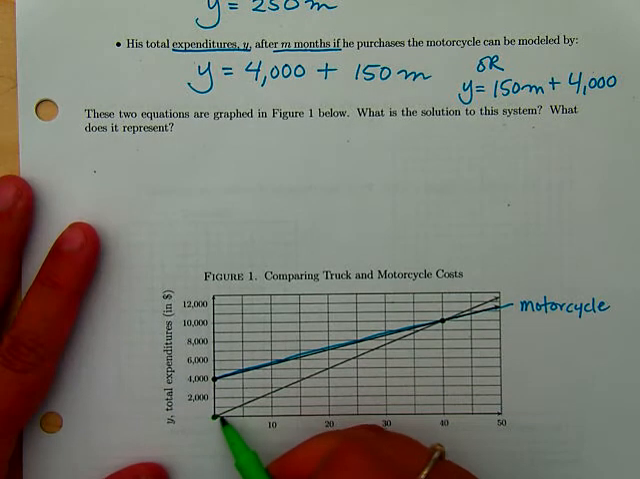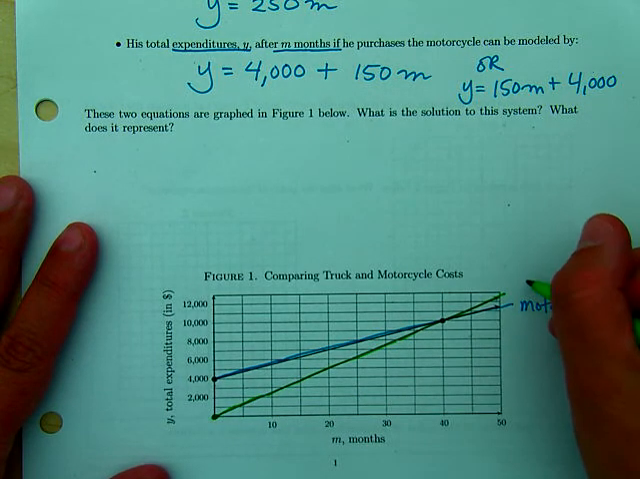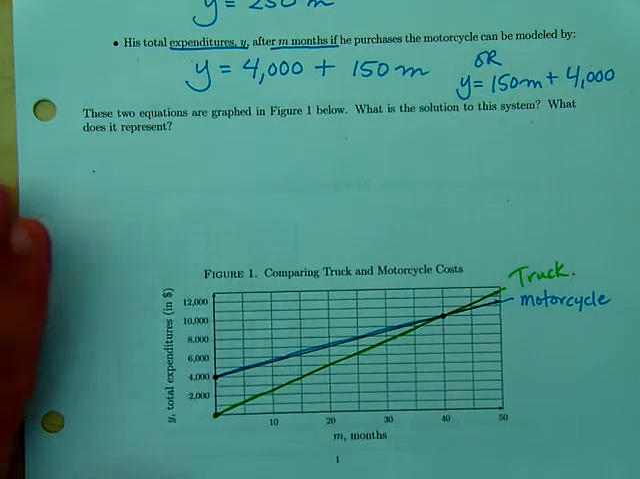And this y-intercept, he already owns the truck. He doesn't have to pay anything. So this one right here, the green line, is the truck. Because I guess it costs more to insure the truck.